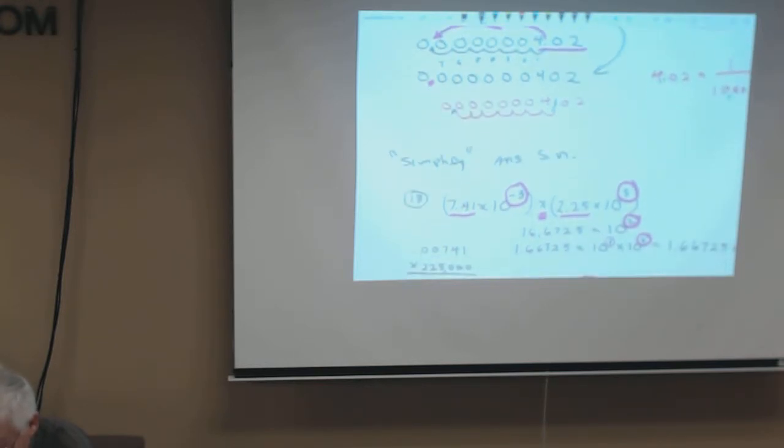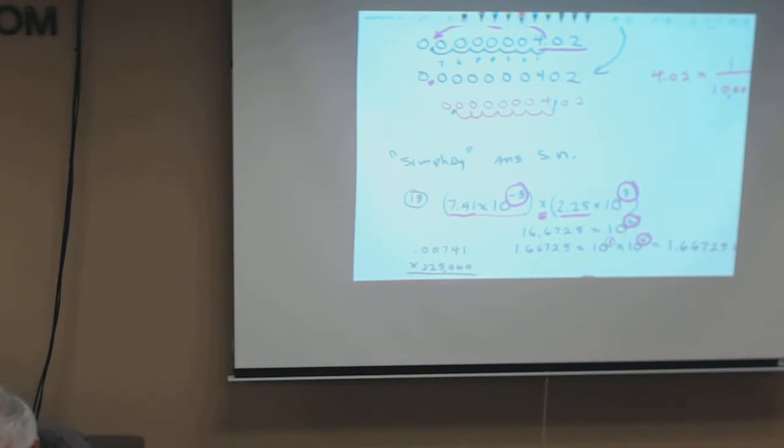Well, look what number 18 says. Let me go back to red here. Number 18 says 0.00741. So, what would that be in scientific notation? 7.41 times 10 to the negative 3. You see how I get that?